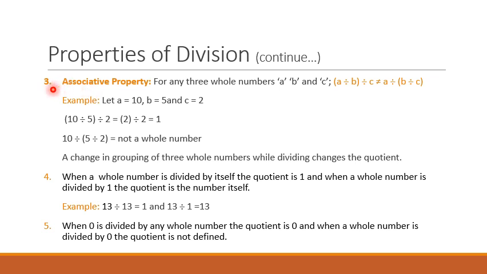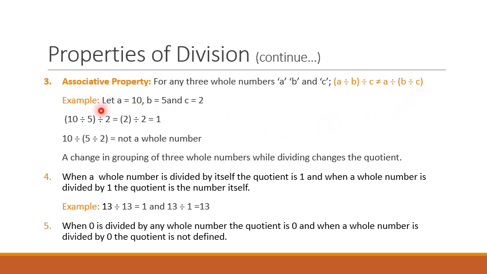So the third property is the associative property. It says for any three whole numbers a, b and c, a divided by b and then divided by c is not equal to a divided by the quotient of b divided by c. That means if I change the grouping in division, the answer doesn't remain same. Let's see it with the help of an example.